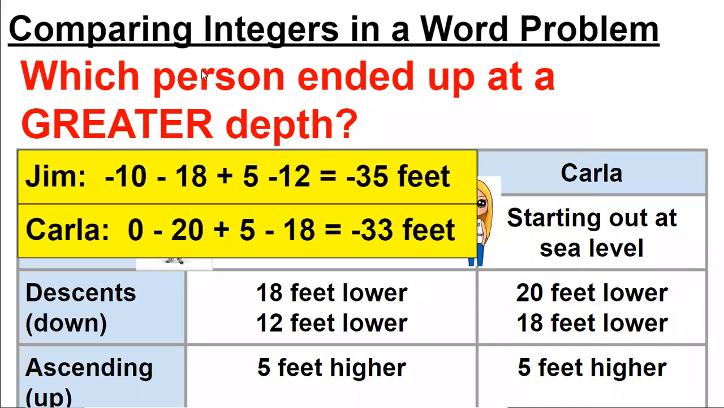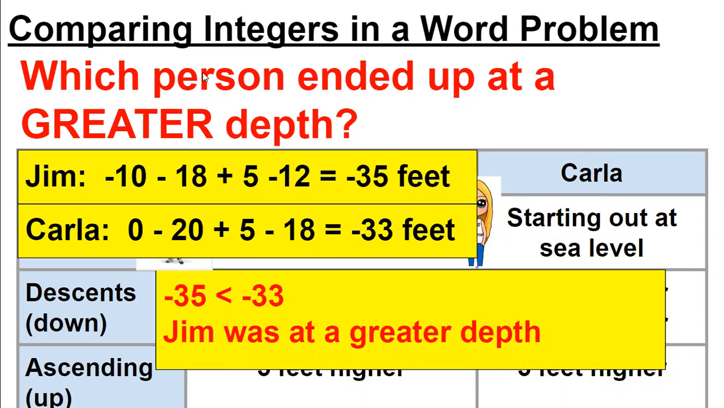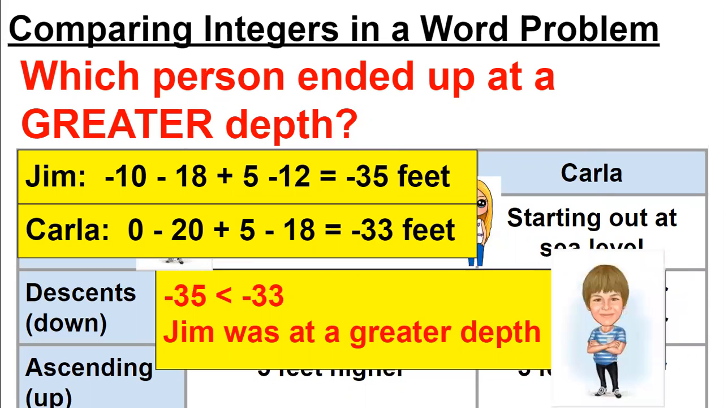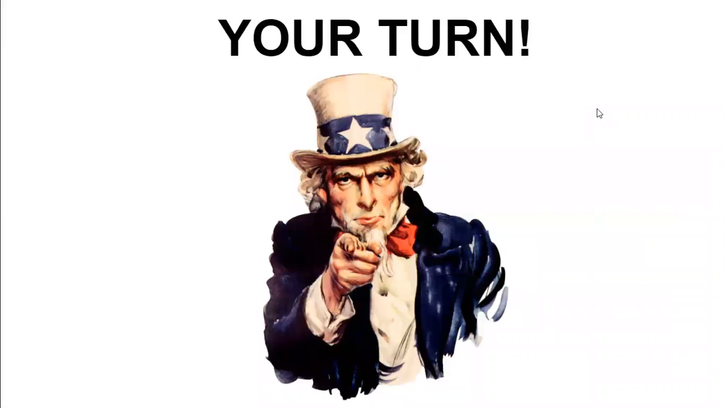So let's see if we got that answer. Yep, negative 35 is less than negative 33. So Jim has a greater depth. He went down farther. Good old Jim. Okay, it's your turn to give some word problems a try. Good luck.